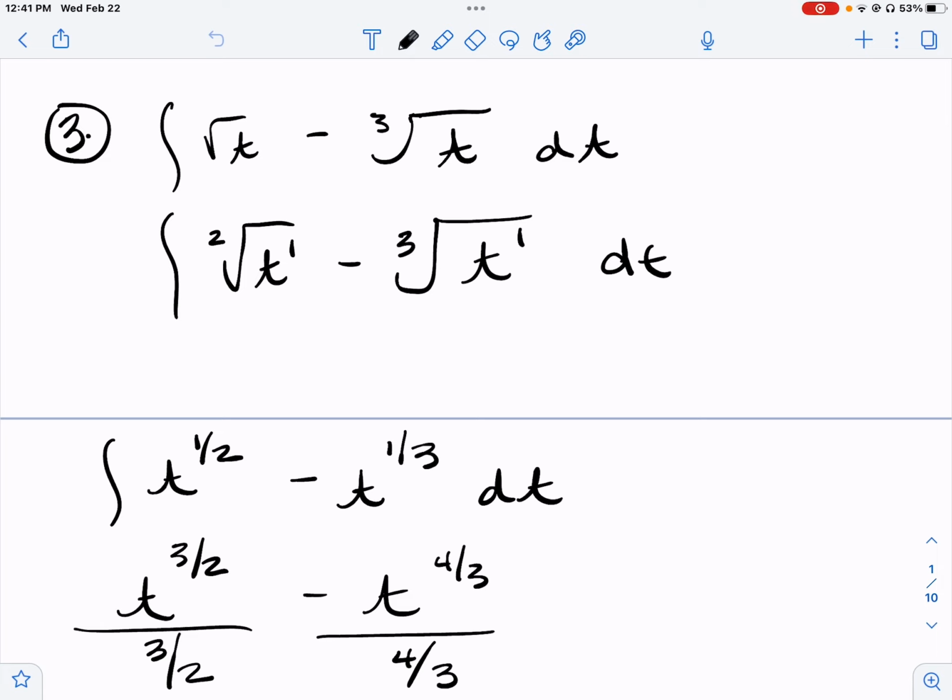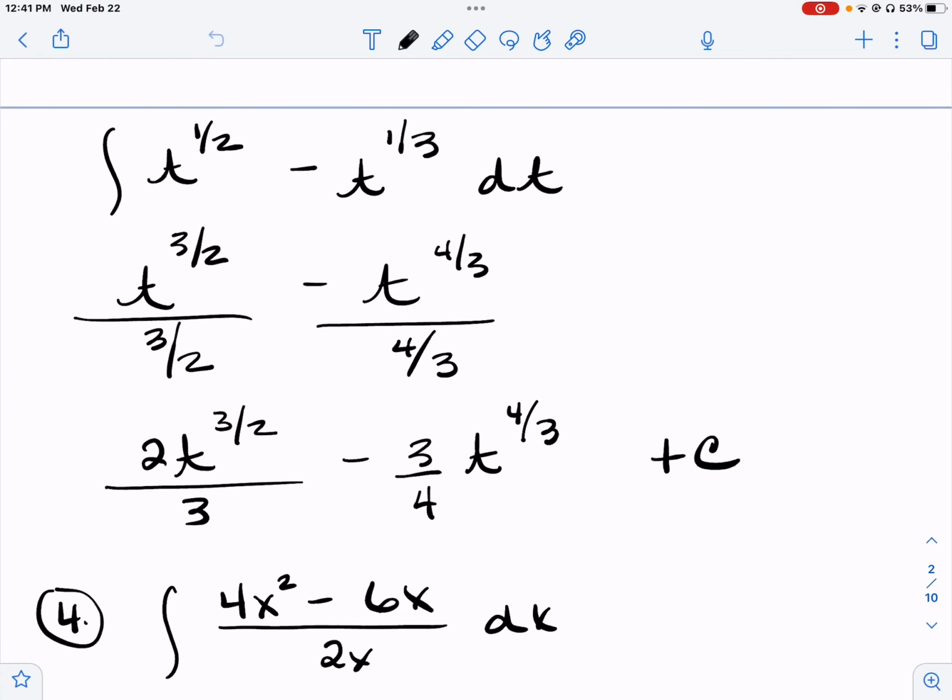Number 3, okay, I wrote the assumptions in there. We have an understood 1 on the square root of t, and we have a cube root of t with an understood 1. Okay, we're going to keep it in the integration symbol because we're just doing some algebra. That becomes t to the 1/2 and t to the 1/3.